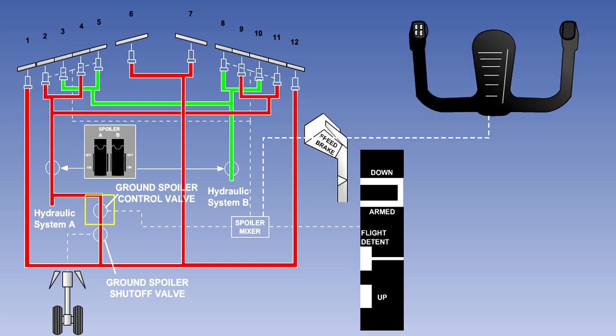The spoiler mixer receives inputs from the speed brake lever and the yoke in roll. It sums these inputs before signalling the flight spoilers to move the required amount.